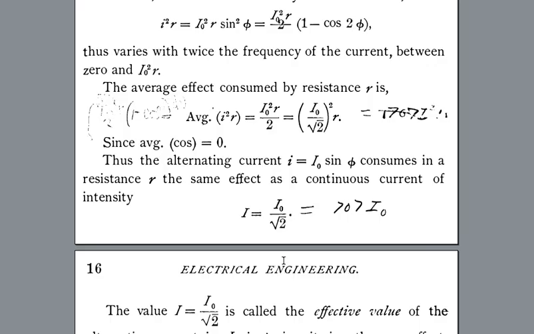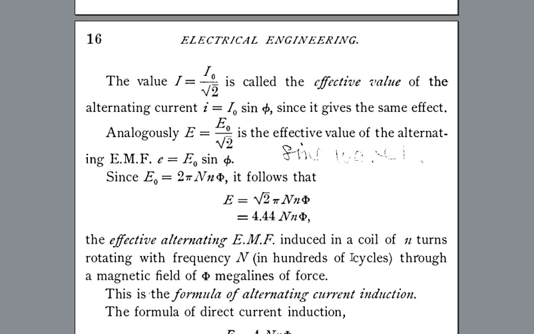Since the average of cosine is 0, the alternating current i equals I0 sine θ consumes in a resistance R the same effect as a continuous current of intensity I equals I0 over square root 2, approximately 0.707 times I0. The value I equals I0 over square root 2 is called the effective value of the alternating current i equals I0 sine θ, since it gives the same effect. Analogously, E equals E0 over square root 2 is the effective value of the alternating electromotive force e equals E0 sine θ. Since E0 equals 2π nNφ, it follows that E equals square root 2 π nNφ, which equals 4.44 nNφ.